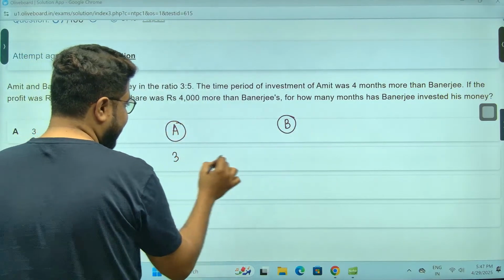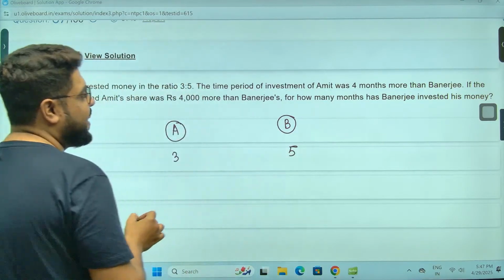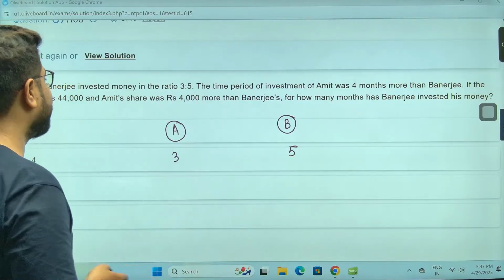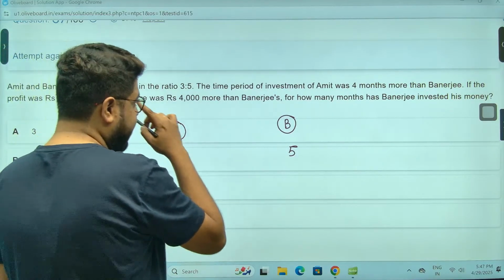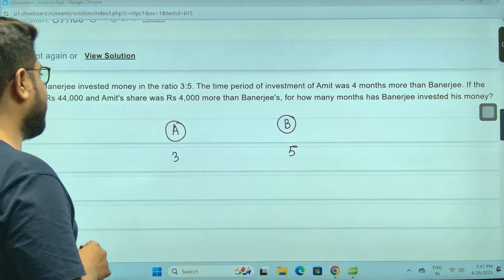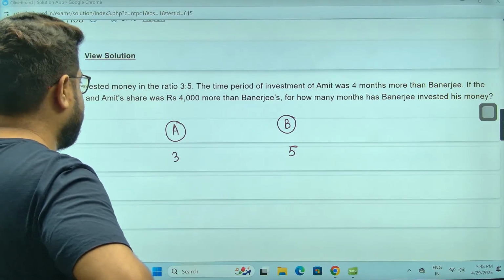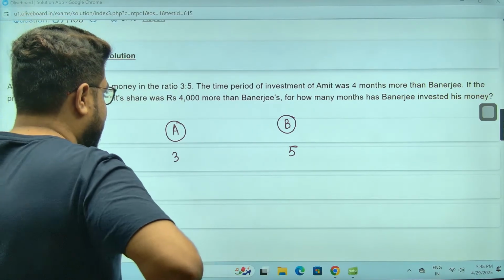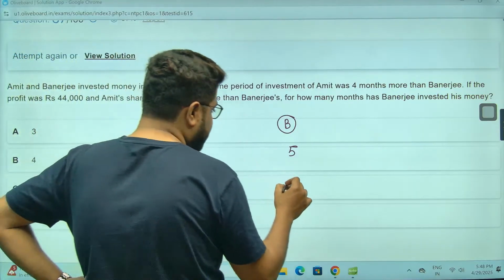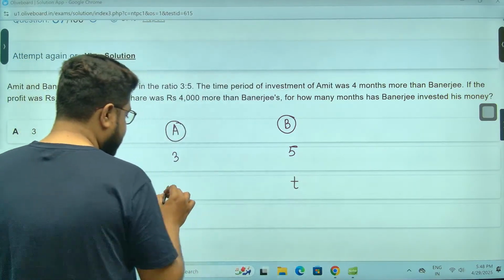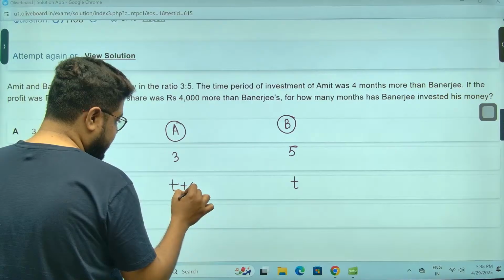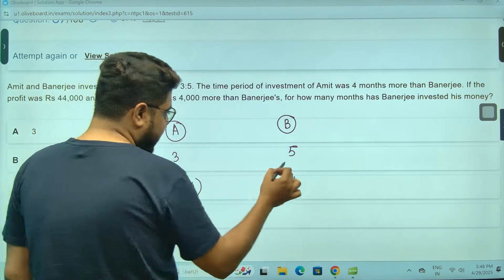So 3 and 5 ratio. ठीक है. Time period I do not know, right? Achha, Amit was 4 months more. So by Banerjee T months. So this is T plus 4 months. So the time period I'm taking this.